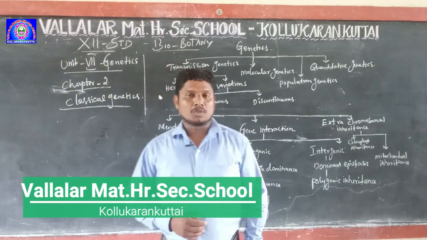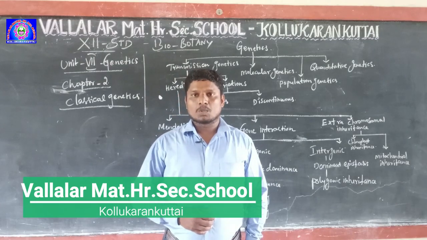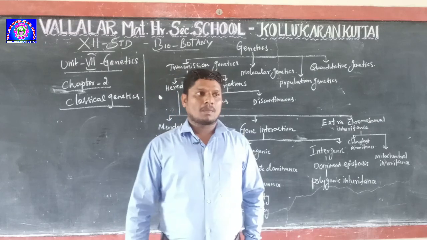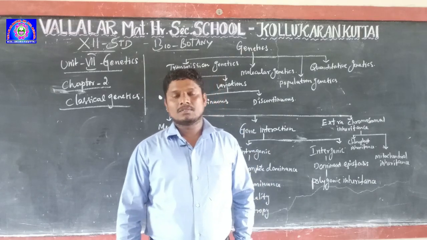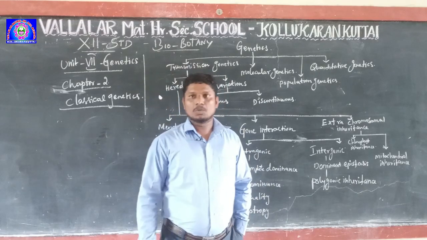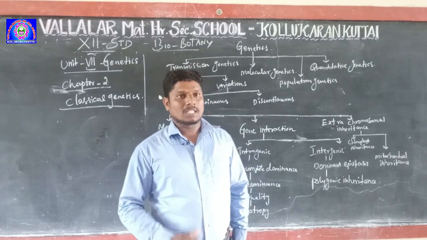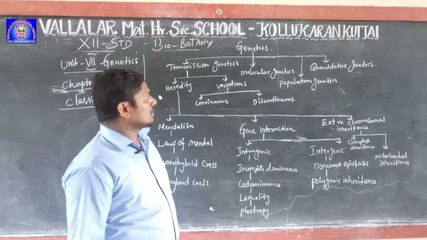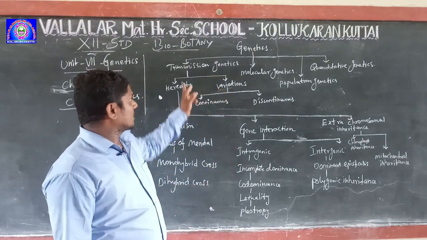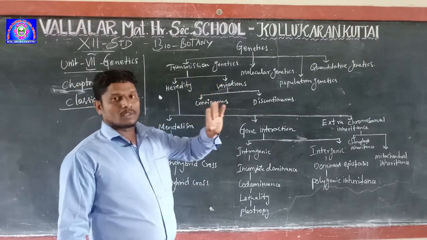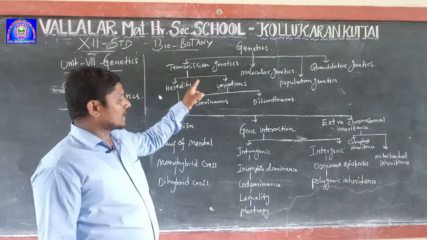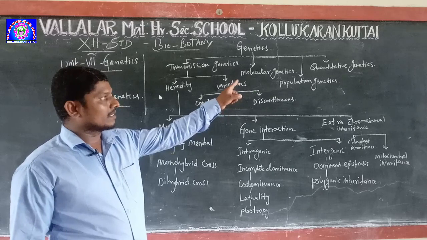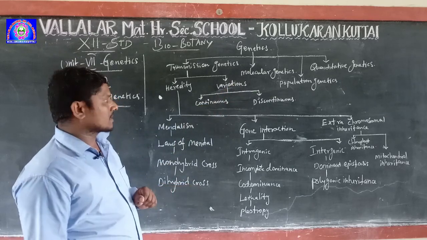Today I am going to explain 12th standard, 7th unit, chapter 2, classical genetics. First of all, you have known about the concept map of classical genetics. The first one, genetics. It is divided into 4 types: transmission genetics, molecular genetics, population genetics, and last one, quantitative genetics.